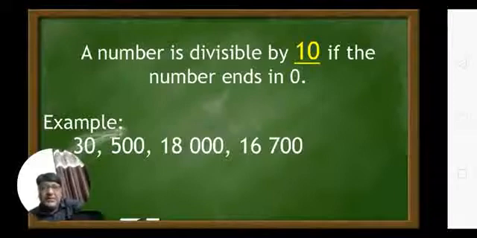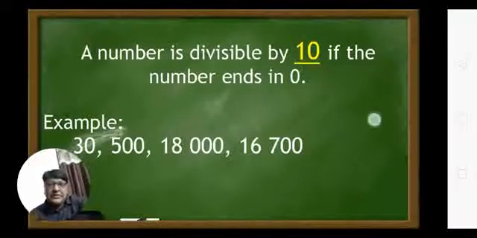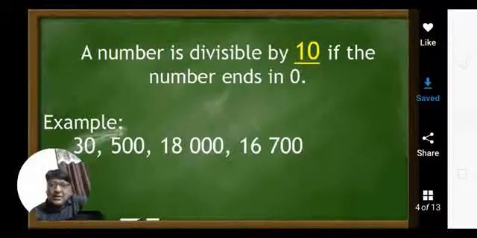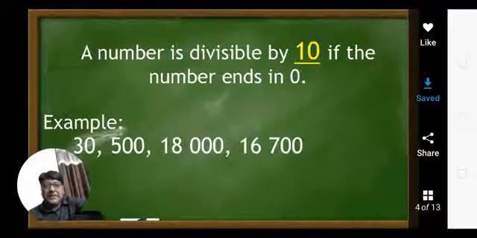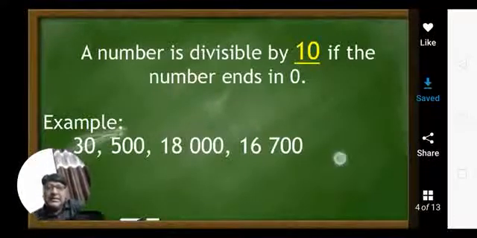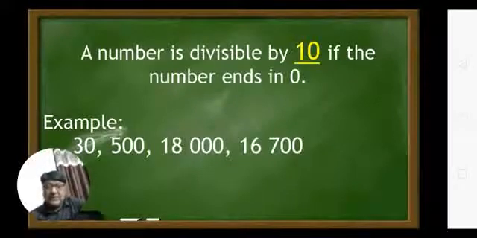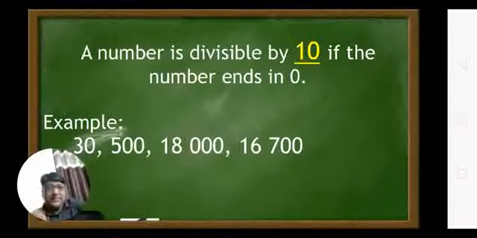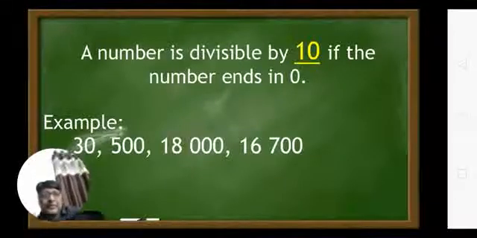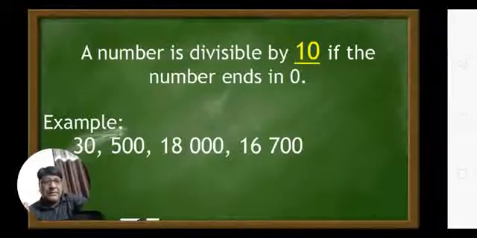If we talk of 10, how can we say that a number is divisible by 10 without actual division? Just having a look at the number, we can say if a number is divisible by 10, it will always end in 0. Or we can say a number is divisible by 10 if its unit place is 0. For example, 30, 500, 18,000, all of the numbers given in this example end in 0, and therefore the number is also divisible by 10.